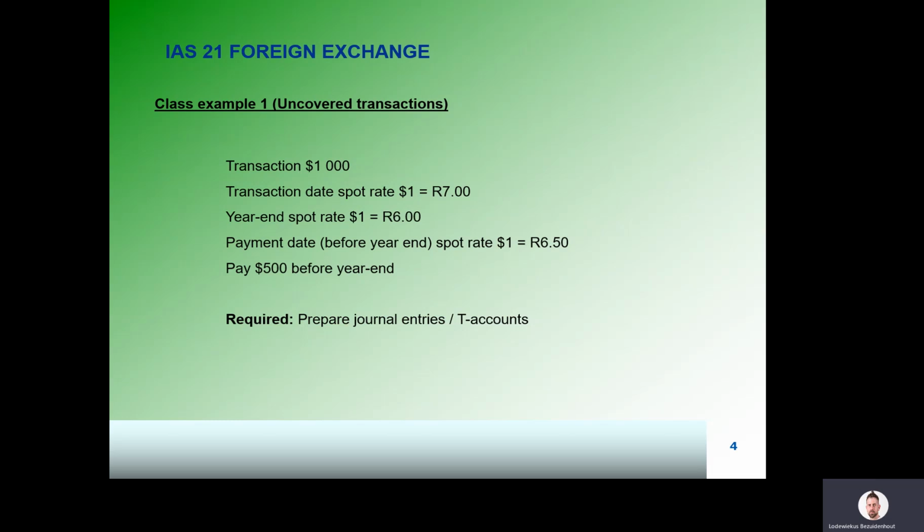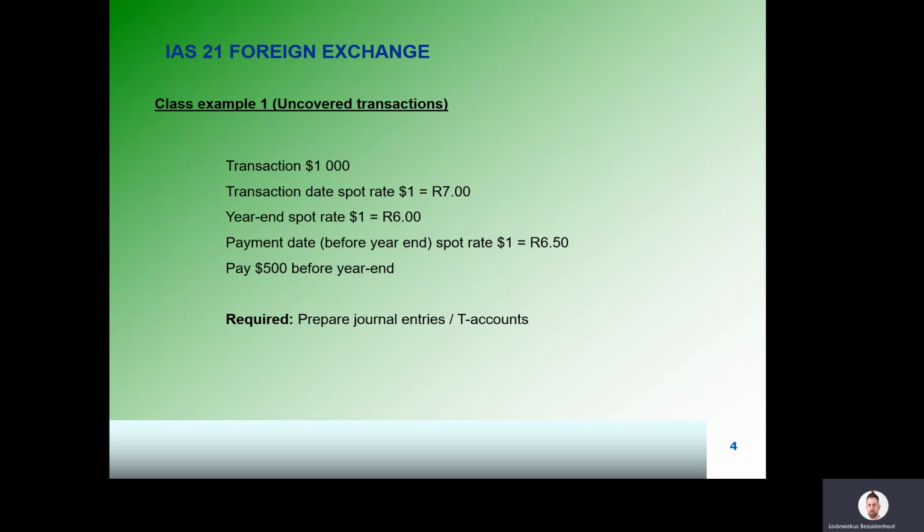We have a transaction for $1,000, so we import something from overseas. On the transaction date, the spot rate is 7 Rand to the dollar, and the year-end spot rate is given as 6 Rand to the dollar. If you look at those two rates, the rate on year-end is lower than the rate at the transaction date. So that means if we owe anything on year-end, or if we pay something after the transaction date, we will pay less because the rate is lower. So there will be a foreign exchange profit.